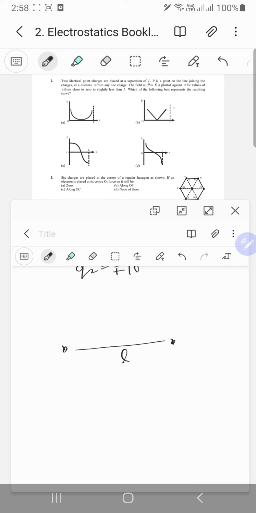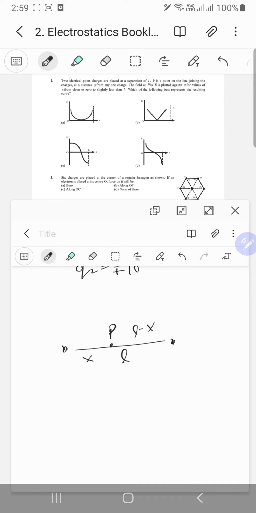P is a point on the line joining the two charges, somewhere over there, at a distance x from any one charge. The field at P is E. So this should be x, this will be L minus x. E is plotted against x for values of x from close to 0 to slightly less than L. So the following best represents the resulting curve.